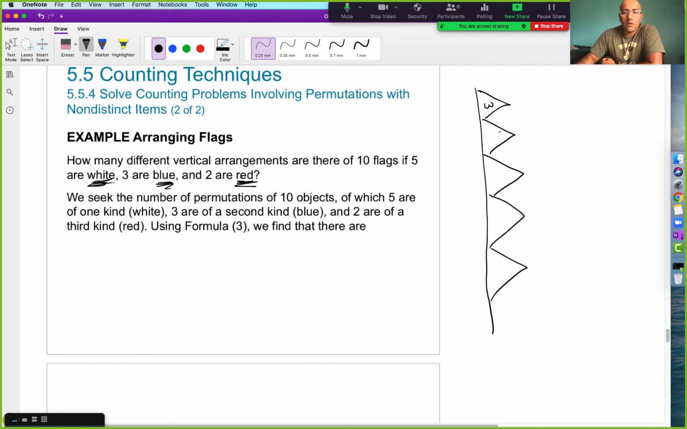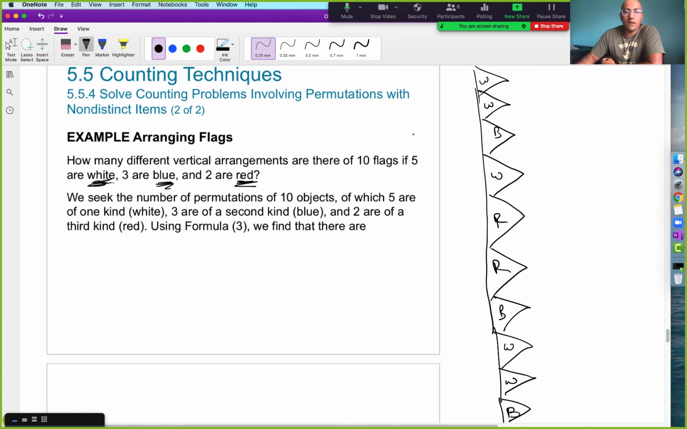So maybe this is a white one, this is a blue one, this is a white one, this is a red one, like this, and maybe another red one. Right, so there's 2 red, there are 3 blues, so there's a blue one there, another blue one there. Right, how many is that? 1, 2, 3, 4, 5, 6, 7, 8, 9, and let's toss another one up here. Like this. 1 blue, 2 blues, 3 blues. Let's put the blue one there. And there's 1, 2, 3, 4, 5 white ones. So here's one way in which we can arrange the flags.